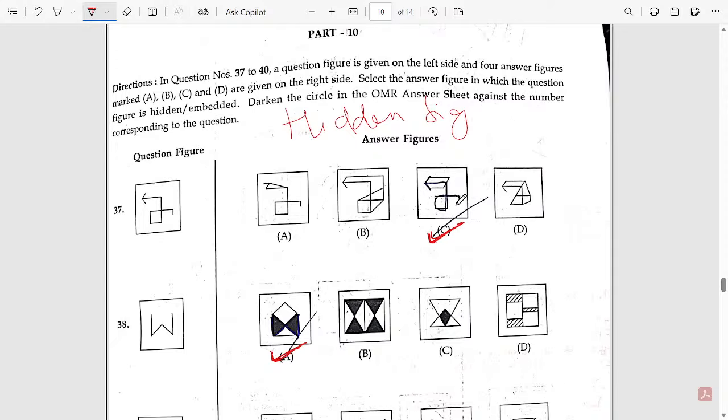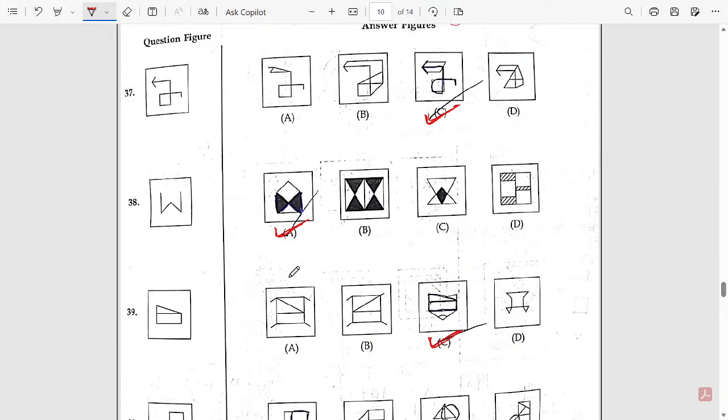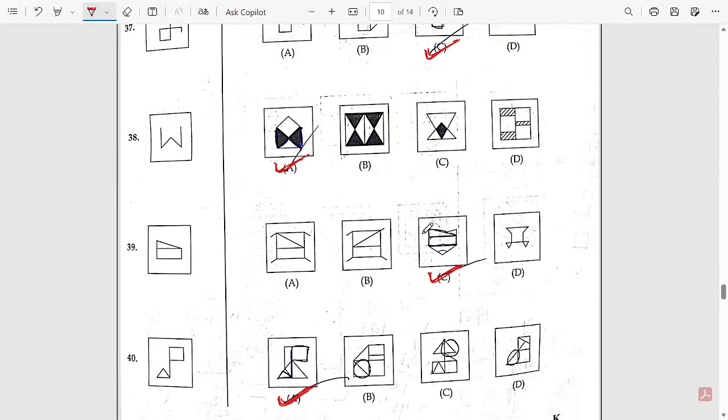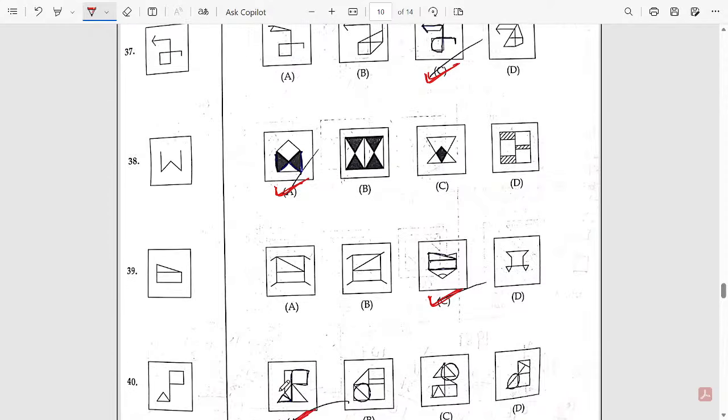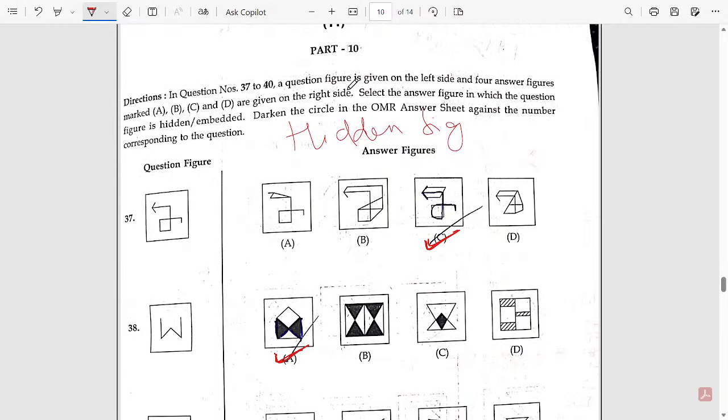Now 39, where is it hidden? You can see in option C. This same figure is hidden in option C here. And for question 40, the answer will be option A here. This is hidden in this figure. So that is question 40. This is the hidden figure, which is part 10.